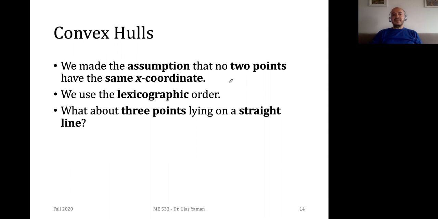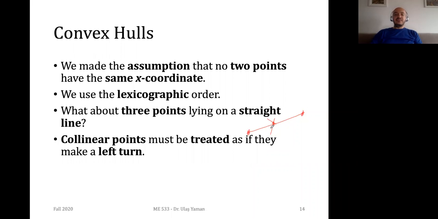Another case: what happens if you have 3 points on the same line? Assume that this is your edge. You have 3 points on the same line, so you cannot say that you are making a right turn or left turn. But obviously, you don't need to include this intermediate point in your resulting upper hull or lower hull. So we simply assume that this is a left turn and eliminate the intermediate point.